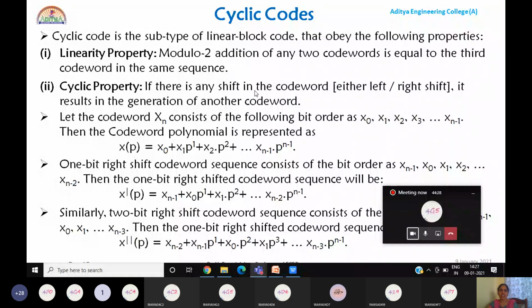If there is any shift in the code word, either left shift or right shift, it results in the generation of another code word. Let us see in detail. Let the code word be capital X.